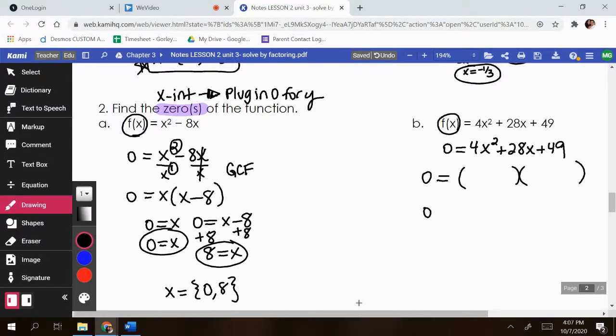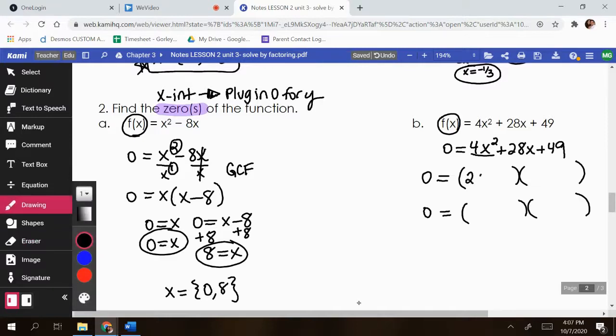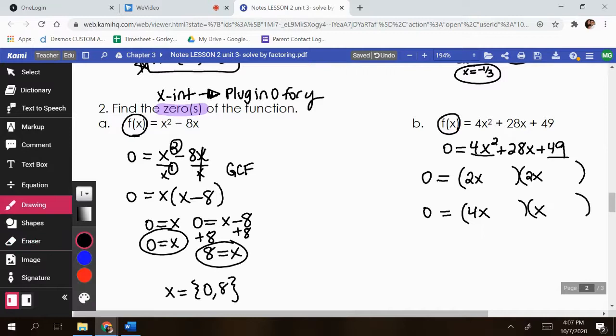There's a couple different options here. First times first has to be 4x squared. So you could use 2x and 2x, or you could use 4x and x. So we're going to have to think about that. Last times last, remember, has to give me 49, which we've already kind of talked about the factors of. It's either 1 and 49 or 7 and 7. I'm going to just try 7 and 7. Let's see which one might work.